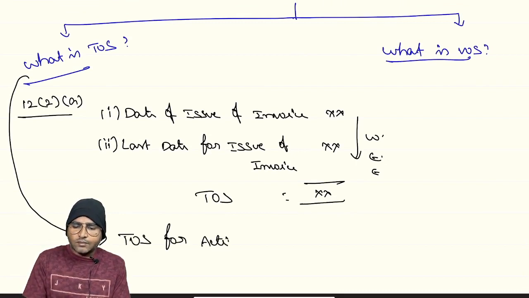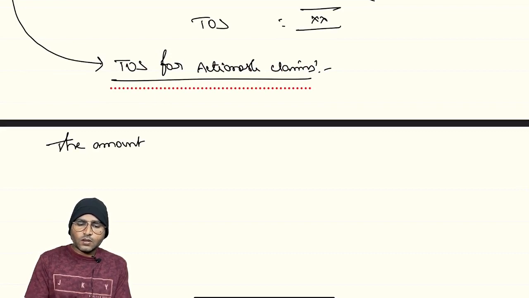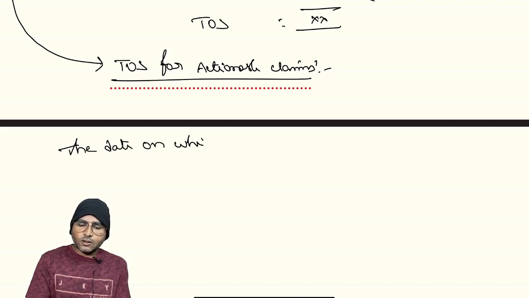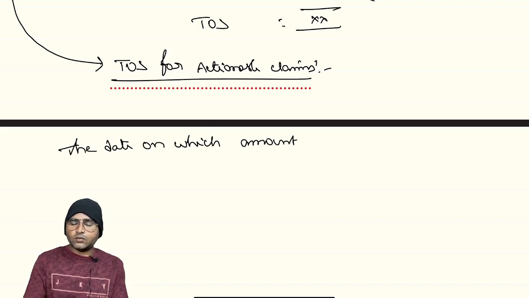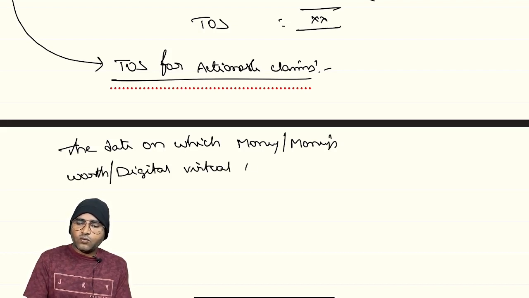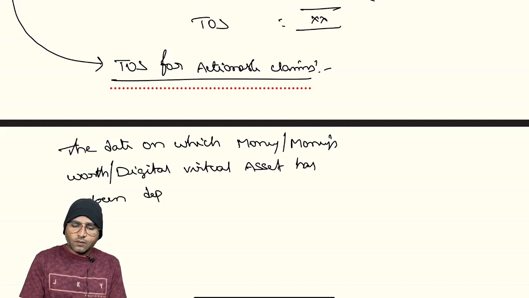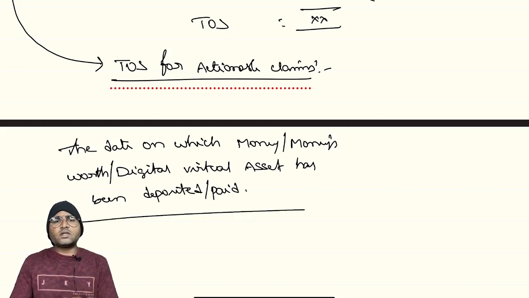Time of supply for actionable claims: the date on which the amount, that is, we can say money or money's worth or digital or virtual asset, has been deposited or paid. The date on which money or money's worth or digital or virtual asset is deposited or paid.